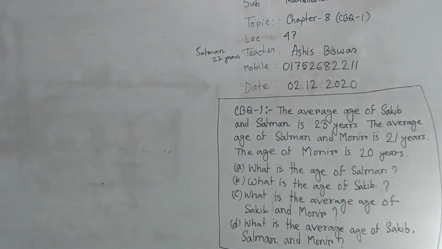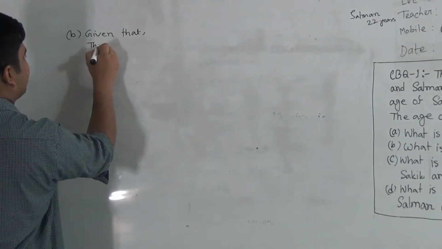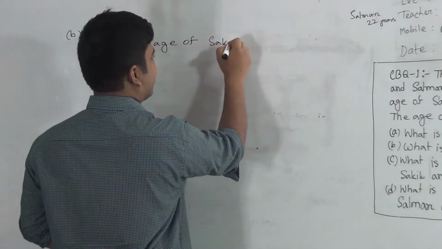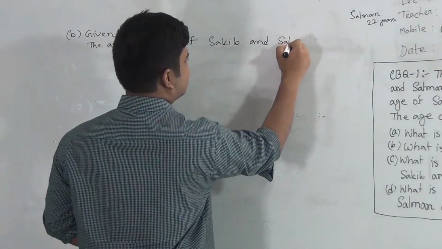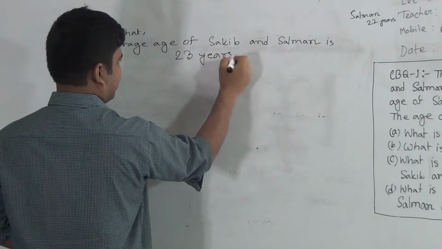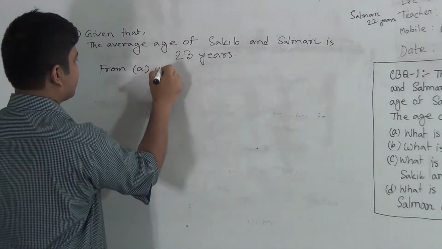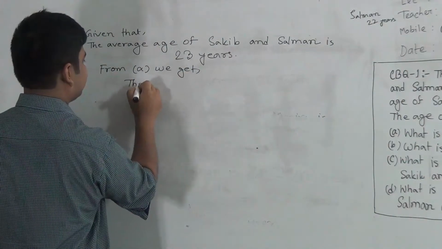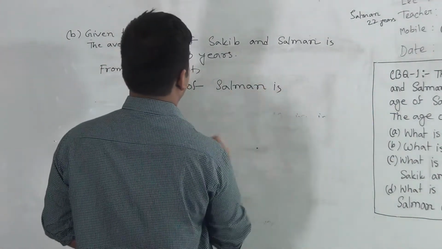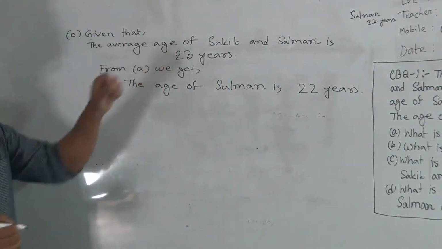Okay, so write question number B. Given that the average age of Shakib and Salman is 23 years. Okay, and we write, from A we get the age of Salman is 22 years. Okay, now we find out the total age of Shakib and Salman.